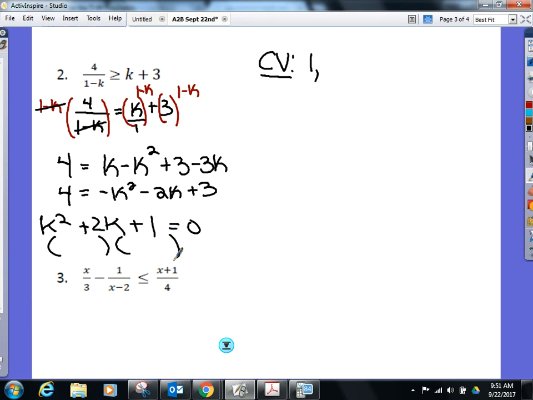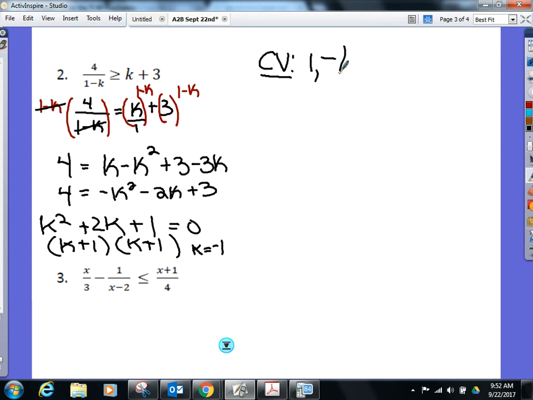This is an easy one for you. Two numbers that multiply to 1 and add to 2. 1 and 1. So there is only one solution here, and that is k equals negative 1. Okay, so there's your other critical value, negative 1.